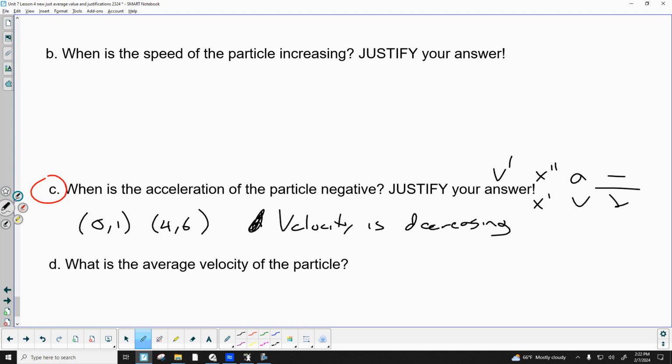Okay, here, part C2. When is the particle moving left? Justify. Explain your answer.